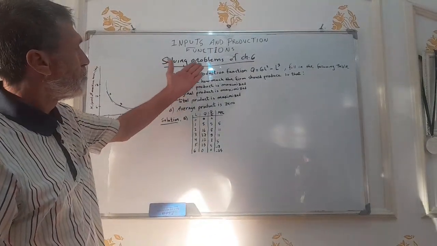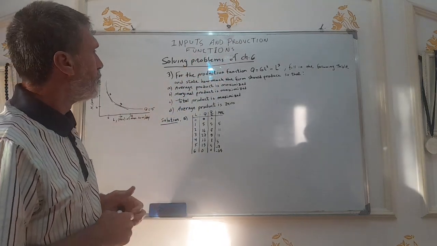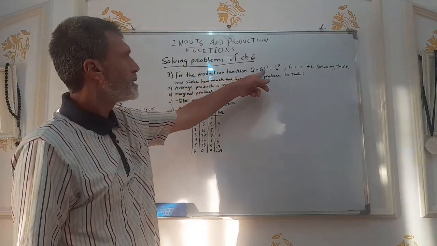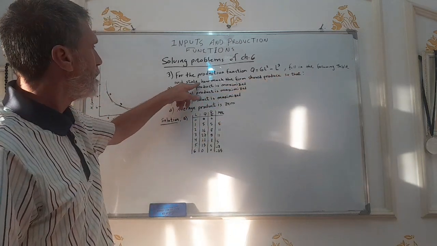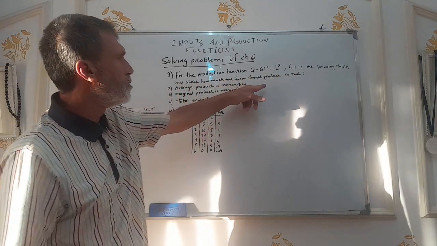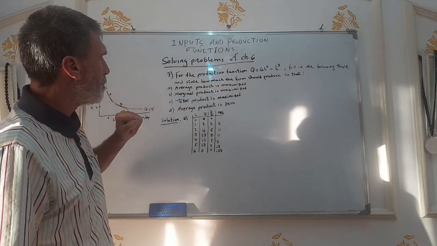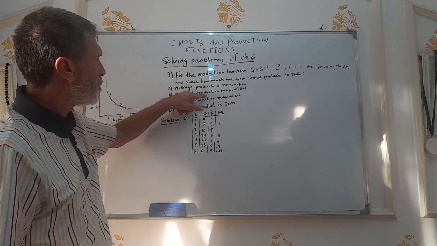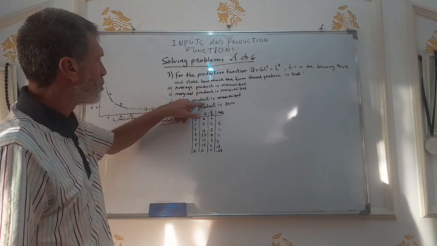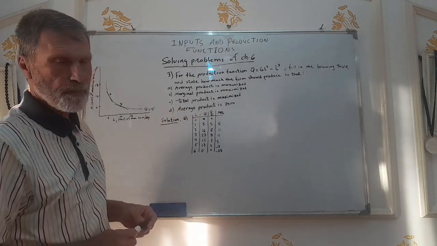Okay, now solving problems of chapter 6, we're going to do problem 3. For the production function Q equals 6L squared minus L cubed, fill in the following table and state how much the firm should produce so that we have 4 parts of that problem: average product is maximized, marginal product is maximized, total product is maximized, average product is 0.